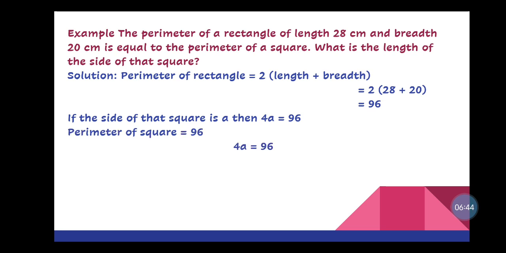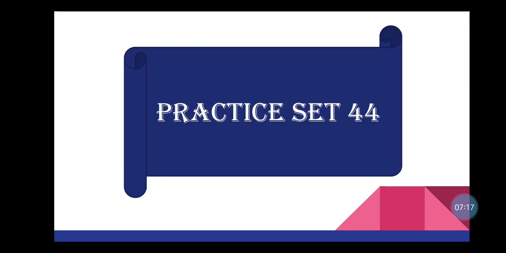Now we will write 4A is equal to 96. From here we need to find the value of A. Now 4 into A is written. Multiplication's relation is with division. So both the sides we are going to divide by 4. So when you divide 96 by 4, you will get 24. So the side of the square is 24 centimeter. Based on this, let us solve practice set 44.